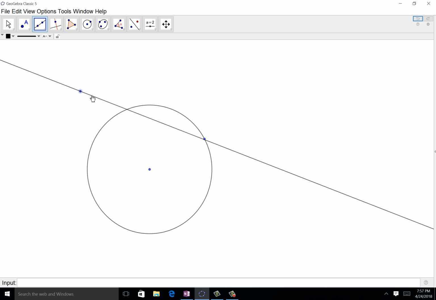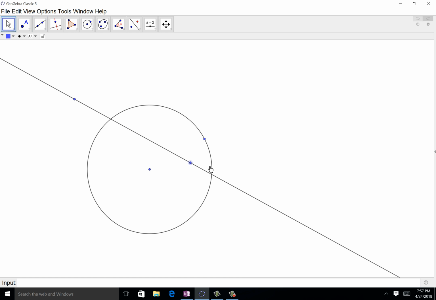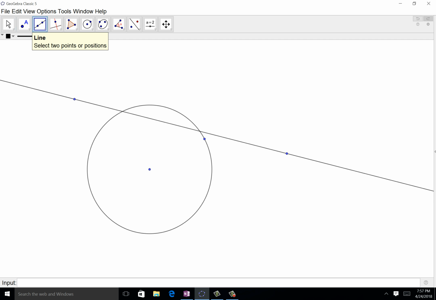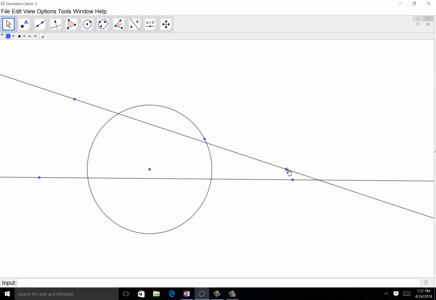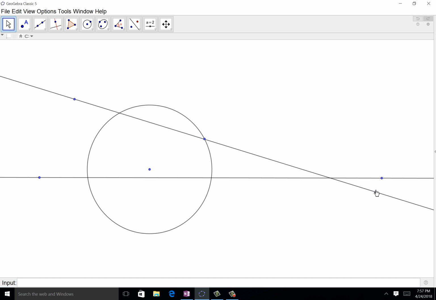I want to do a little better job, though. There we go. There's a secant that I want right there. Then I'm going to draw another line here. So there's my two secants, and we played around with these a little bit. I'm going to move those points over there. There's my two secants. Here they intersect, 2 points, 2 points.